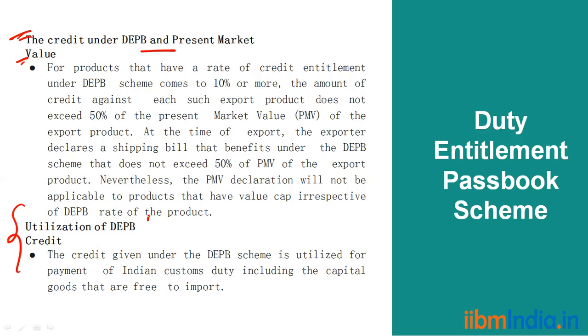Then, utilization of DEPB credit. The credit given under the DEPB scheme is utilized for payment of Indian customs duty, including on capital goods that are free to import. The credit given under the DEPB Duty Entitlement Pass-Through scheme is utilized for the payment of Indian customs duty, including on capital goods that are free to import.